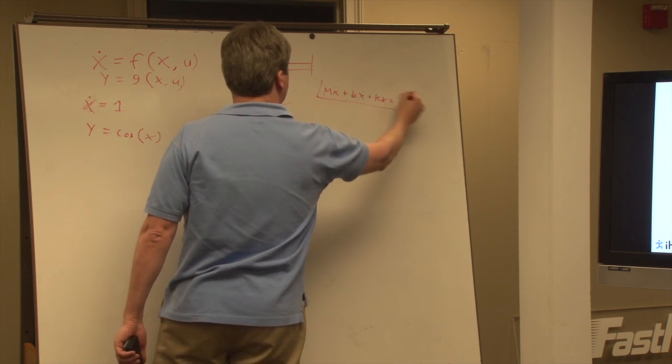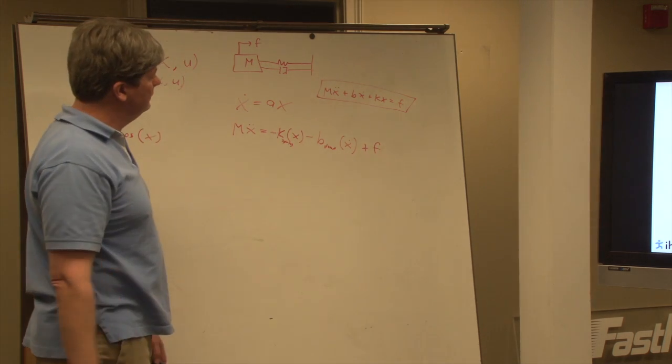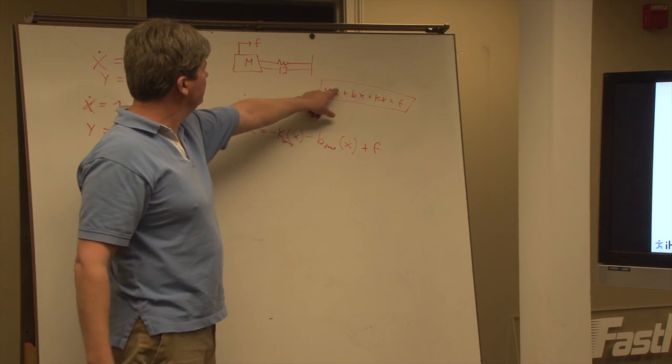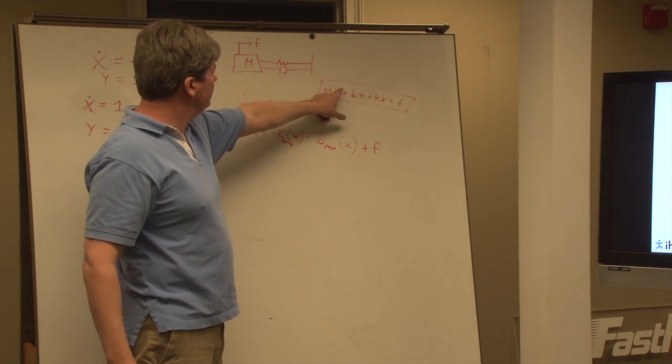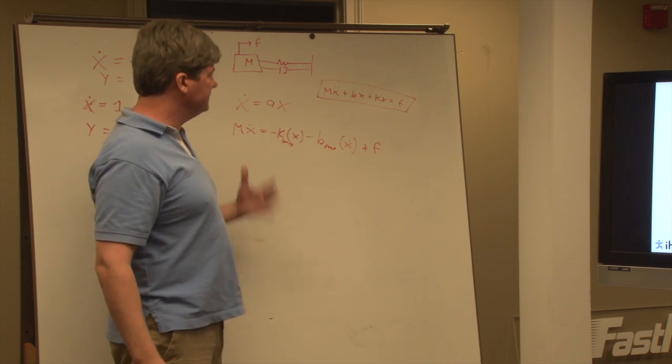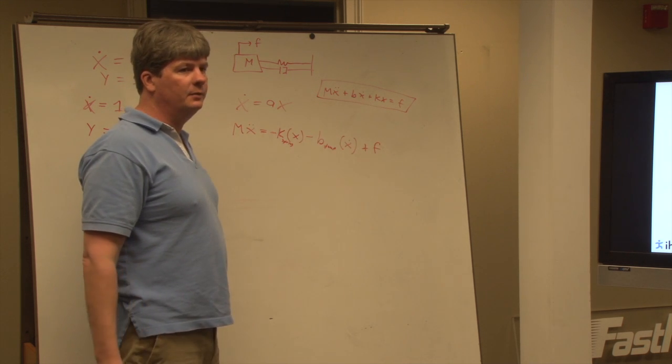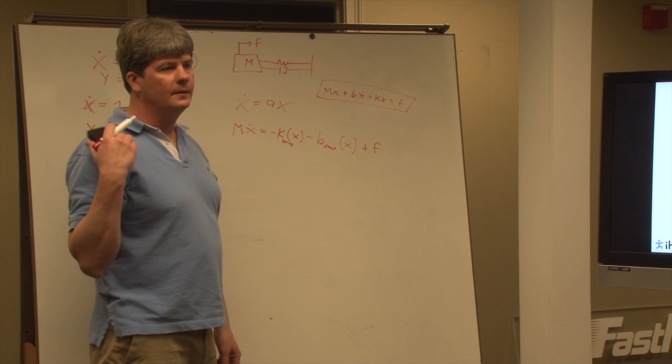Then that's your typical second order oscillator, mass spring damper system. Second order because you have two derivatives there. So your state vector is x and x dot. Does that all make sense? Yes? So just some fundamental questions.